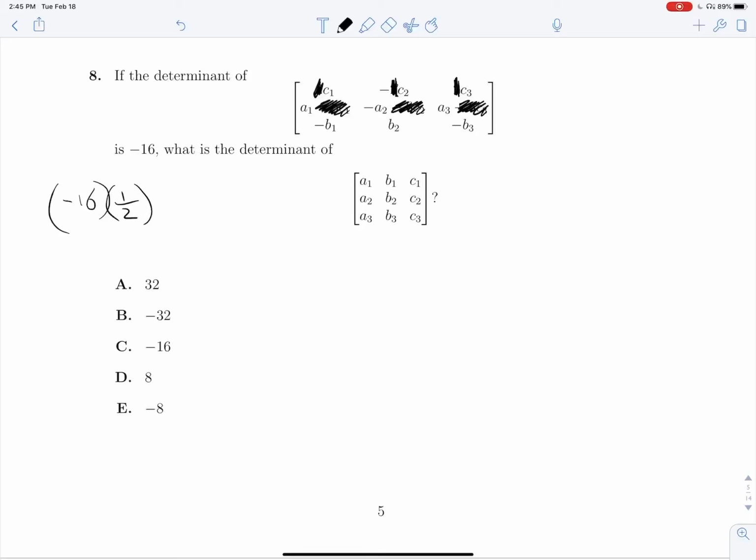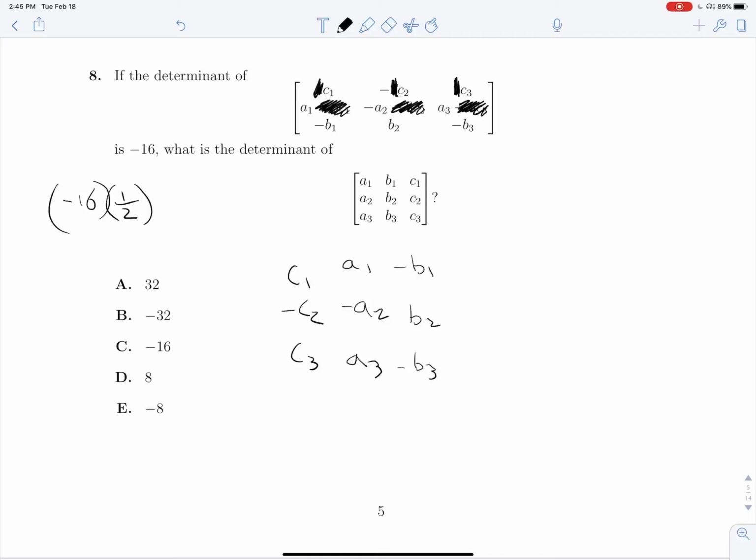Okay, what else have they done here? Well, they have transposed the matrix, and we know that the determinant of a matrix transpose is the same as the determinant of the matrix if you didn't transpose it. So let's transpose this one back. We have C1, -C2, C3. We have A1, -A2, A3. And we have -B1, B2, B3.